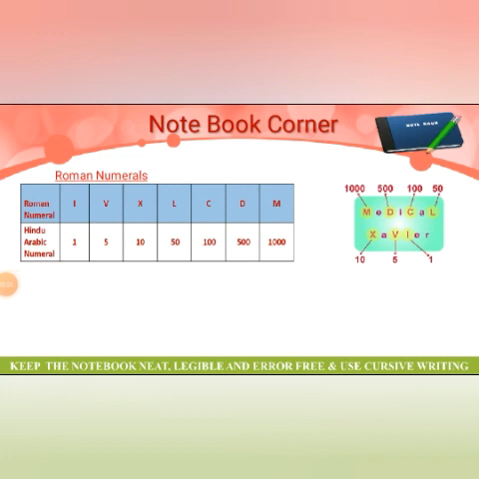Children, it's your notebook corner. In your notebook, you draw this table and study this table by heart. Otherwise, you don't know how to write Roman numerals and Hindu-Arabic numerals. So, for that easy trick, you remember medical savior that I am writing in the notebook. You write in the notebook, and you can use different colors for remembering.